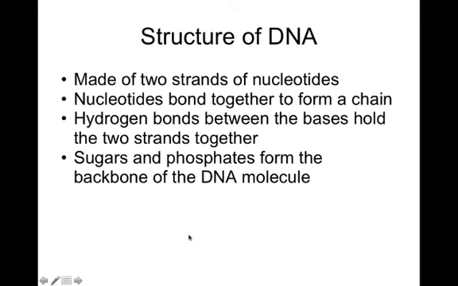Okay, so the structure of DNA. DNA is double-stranded. It's made up of two strands of those nucleotides that you just saw on the other slide. They're bonded together, and those bonds in between the nucleotide chains are called hydrogen bonds. We also see hydrogen bonds in water. The sugars and phosphates make up what we call the backbone. If you think about your backbone, it's kind of the structure that holds everything together in your body. The sugars and phosphates also make up the backbone in the DNA.